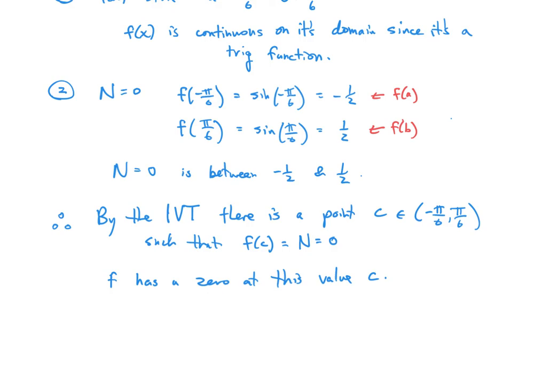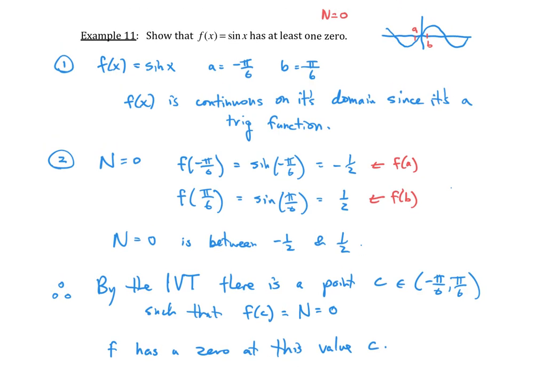Okay, so the intermediate value theorem is mainly a proof that shows us a function attains a particular value, and we've just proven that this particular function sine x attains the value 0 at some point in between negative pi over 6 and pi over 6.